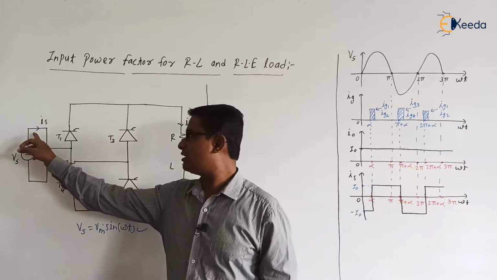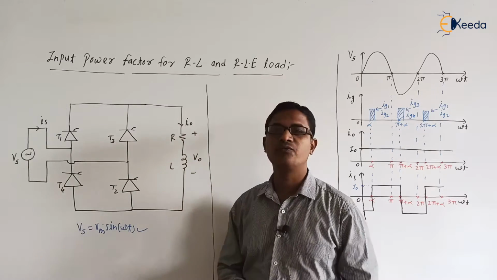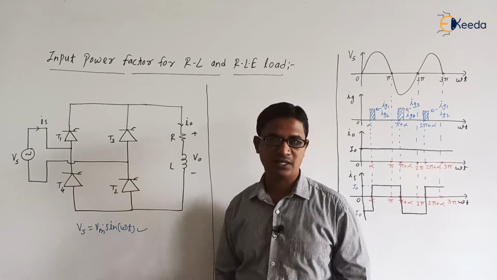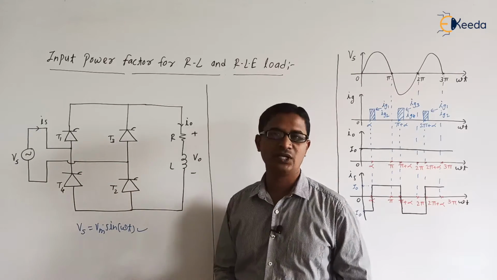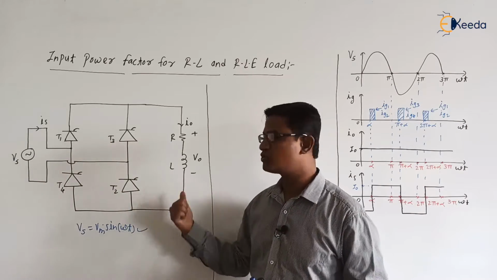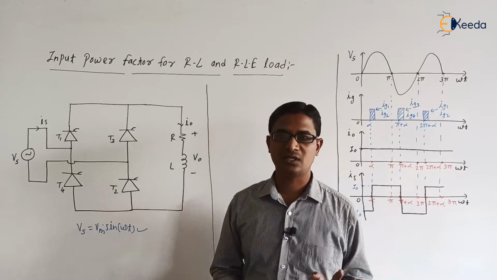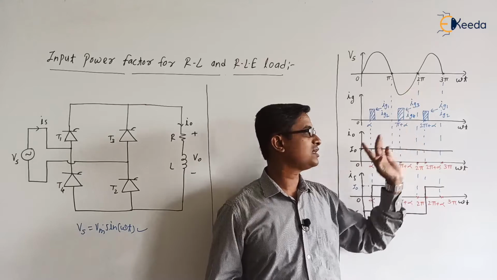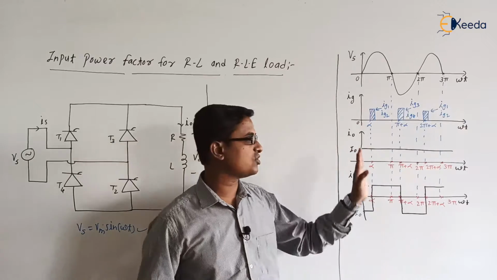Next, the supply current is Is. Load current is I0. Load voltage is V0. We have already discussed the operation of this circuit a number of times. So here at omega t equal to alpha, we turn on the thyristors T1 T2. From alpha to pi, thyristors T1 T2 will be in the on state, the inductor goes on storing the energy, and I0 will be a constant current. So when Vs is positive, thyristors T1 T2 turn on. When Vs is negative, thyristors T3 T4 turn on. Similarly again T1 T2 and again T3 T4, and it goes on repeating.